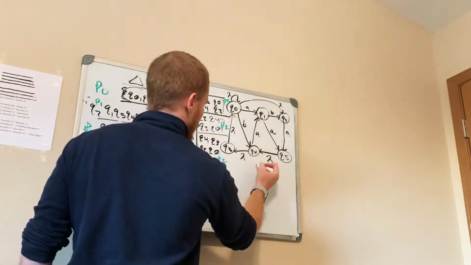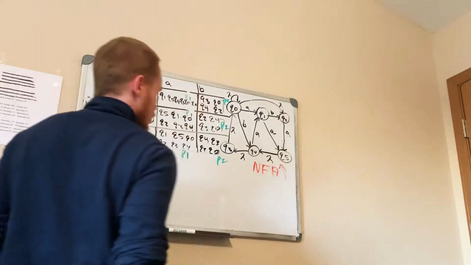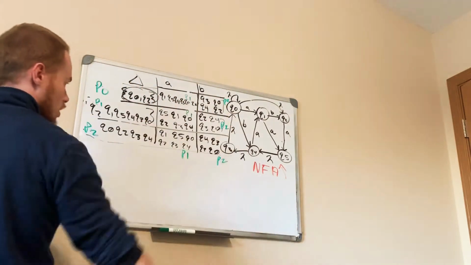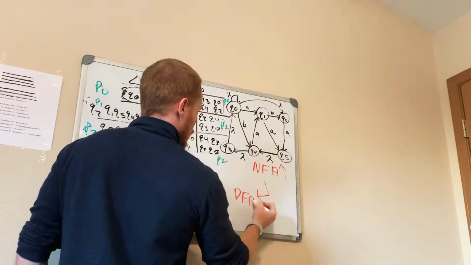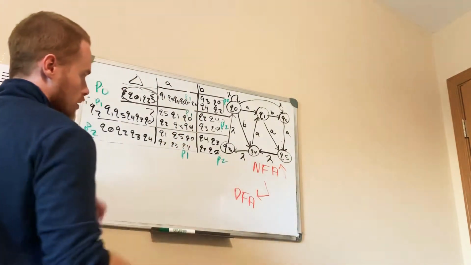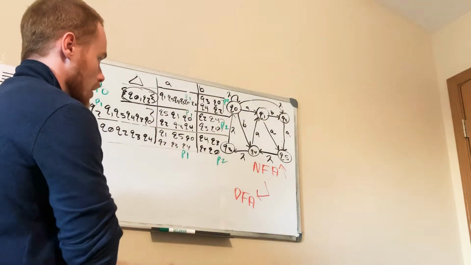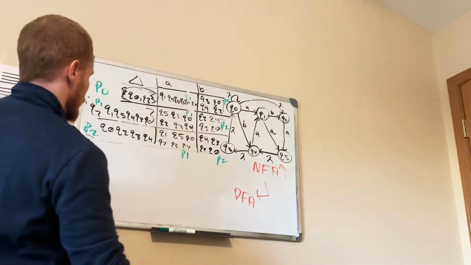So this is the NFA, non-deterministic finite automata, and we constructed this table to convert it to a DFA, which is going to be deterministic. It might not be the most efficient. We might need to minimize it more, but it is going to be a DFA in definition.